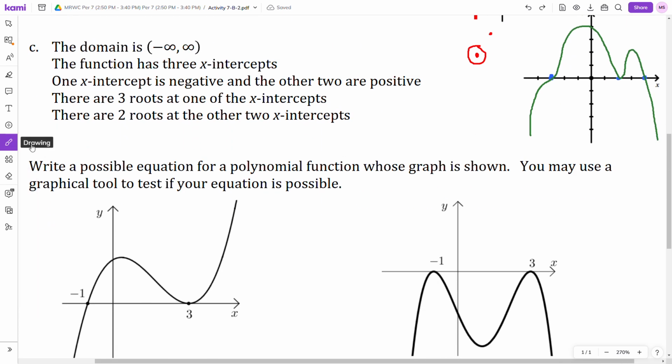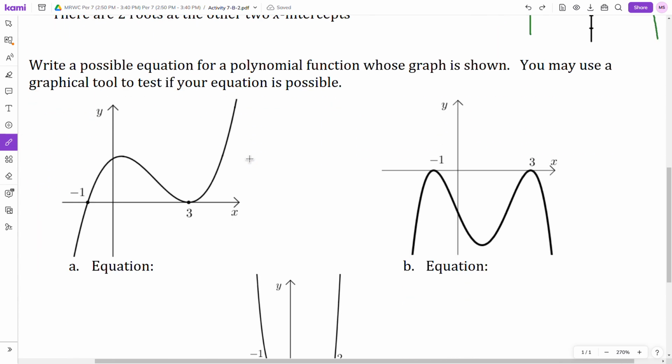Equations. Oh, yeah. Write a possible equation for a polynomial function whose graph is shown. Now, this is much more like the quiz. So remember, we're supposed to have a quiz soon. And the quiz deals much more with the equation. So let's have a look at this. You may use a graphical tool.